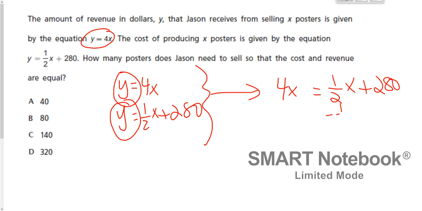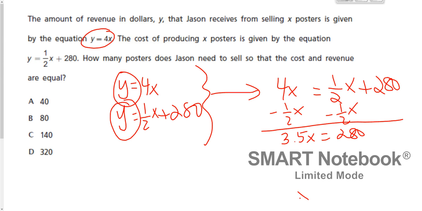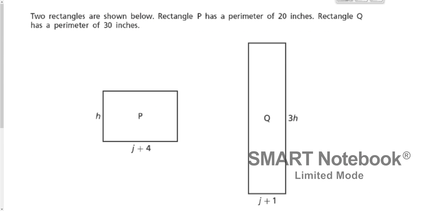So I just need to solve this equation. I do minus 1/2 x on both sides. That's 3.5x equals 280. And divide by 3.5 on both sides, and I get x equals 80. So choice B.